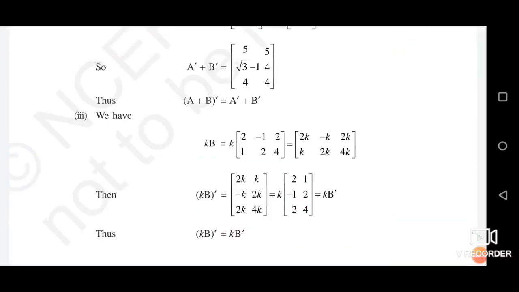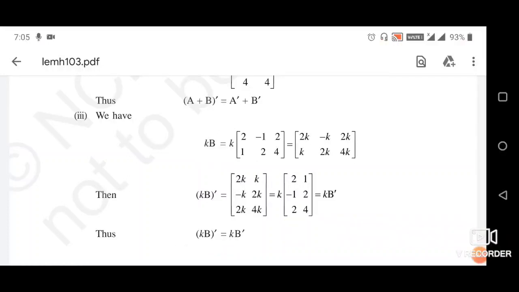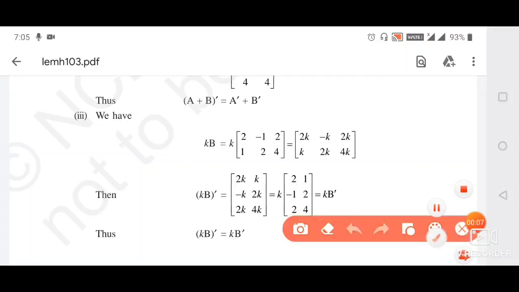Now we have to show that (kB) whole transpose is equal to k B transpose. For that we have to multiply the matrix B by the scalar k. Whenever we multiply a matrix by a scalar, each element of the matrix is multiplied by that scalar. So here each element of B is multiplied by k, where k is the scalar. So here it is the matrix kB.